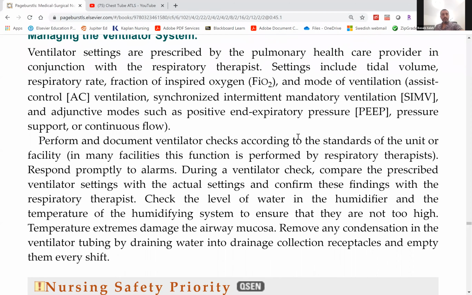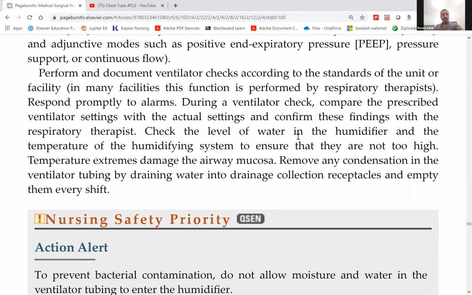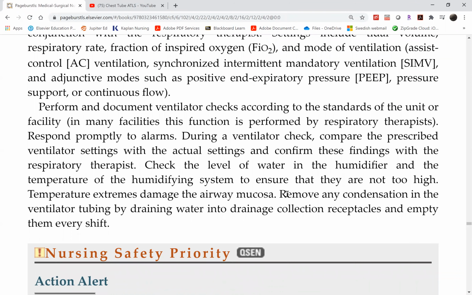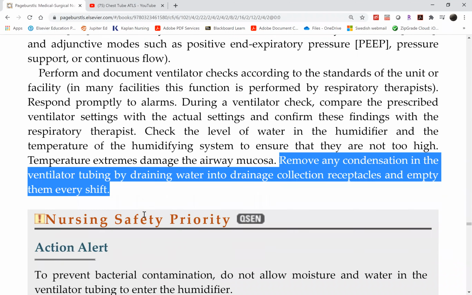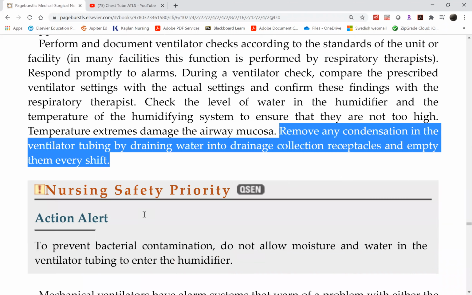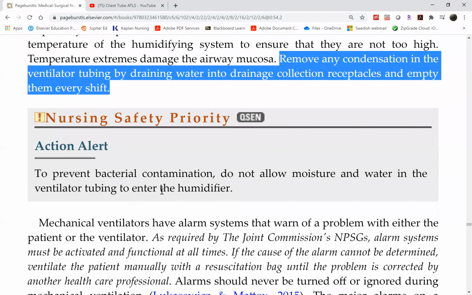All right. We already mentioned this, if you remember last week, about condensation settling in the vent circuit. Yes, you remember this? And this is another reason for that. So do not allow that to go back into the cascade nor go to the patient.